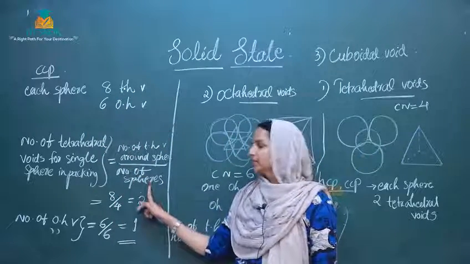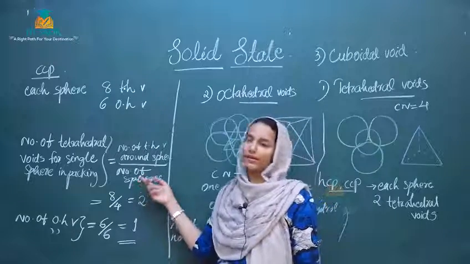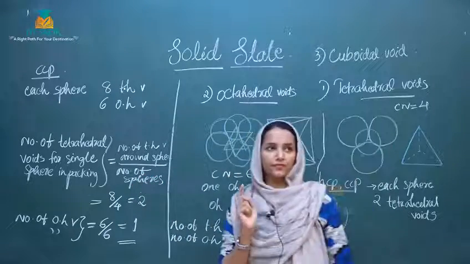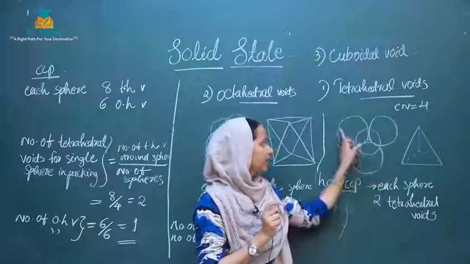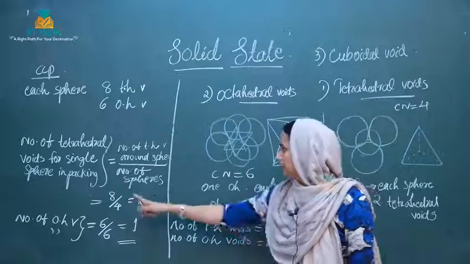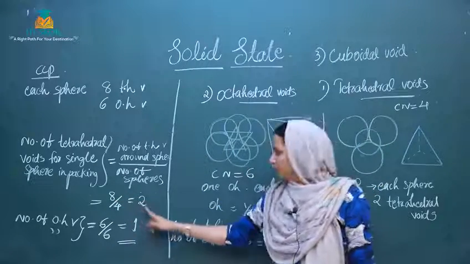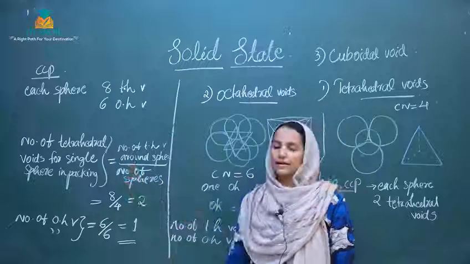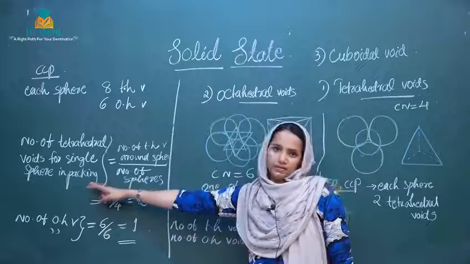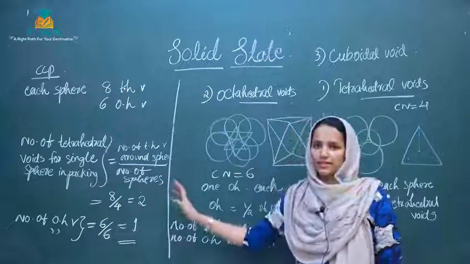Number of spheres for forming a tetrahedral void, just now I told you how many spheres we need for forming a tetrahedral void? 4. So that is equal to 8 by 4 equal to 2. So 2 is the number of tetrahedral voids for a single sphere in packing.